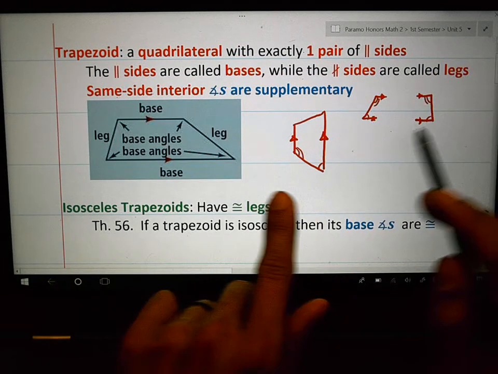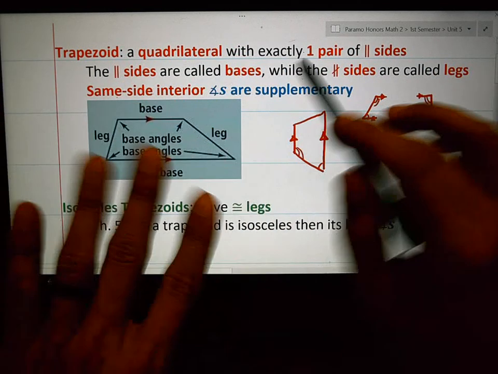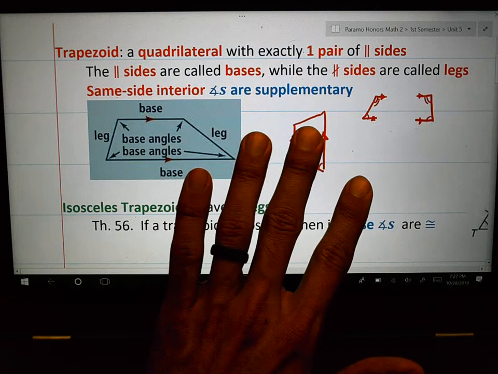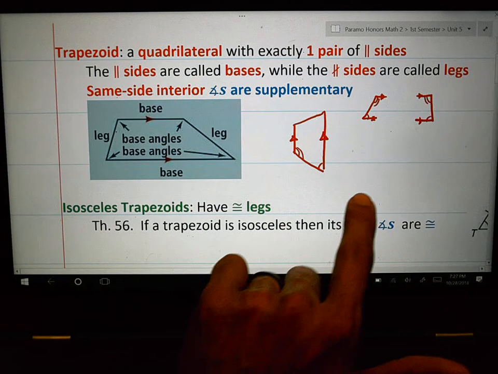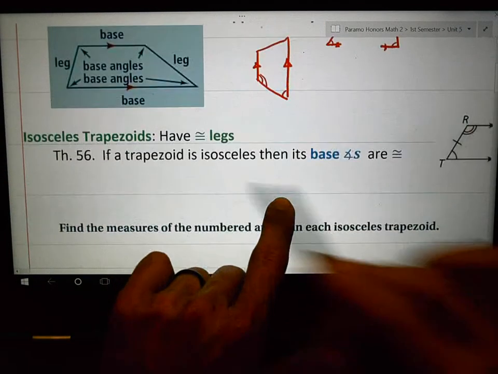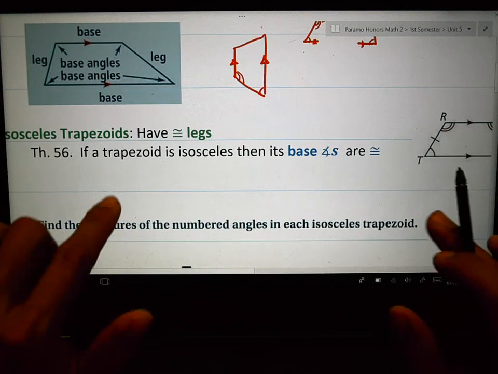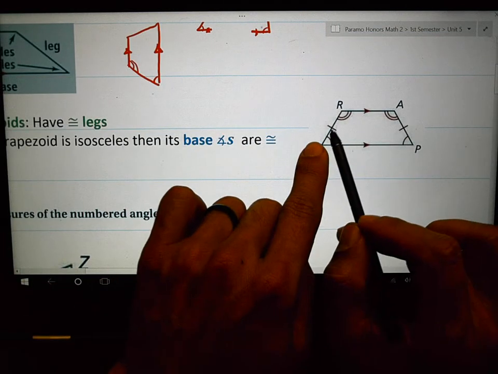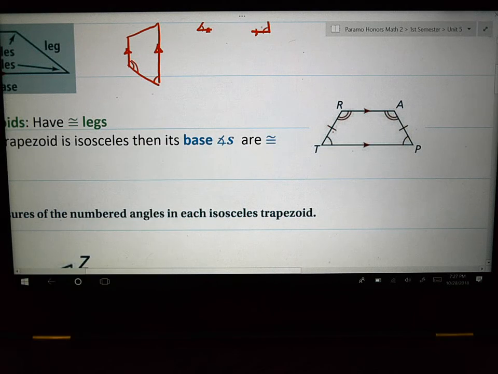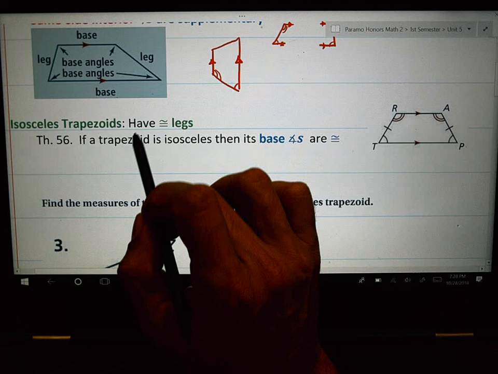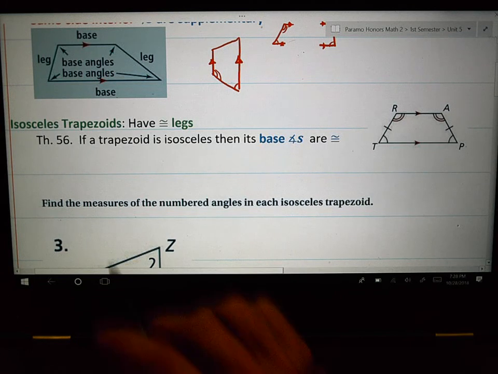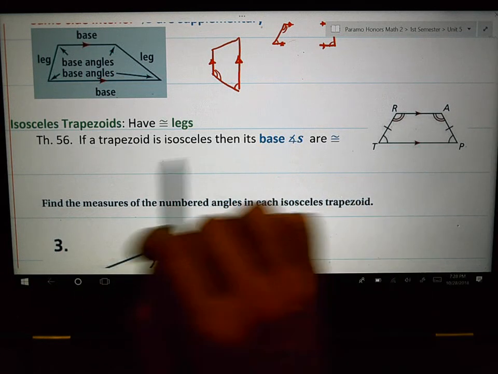I think half of the problems are regular trapezoid problems, where this side is different from this side and this side is different from this side. But then sometimes you're going to be dealing with problems that are isosceles trapezoids. If this is the same as that, it's just like an isosceles triangle. These are called base angles, and the base angles would also be congruent. They have two congruent legs. And if a trapezoid is isosceles, then its base angles are congruent.